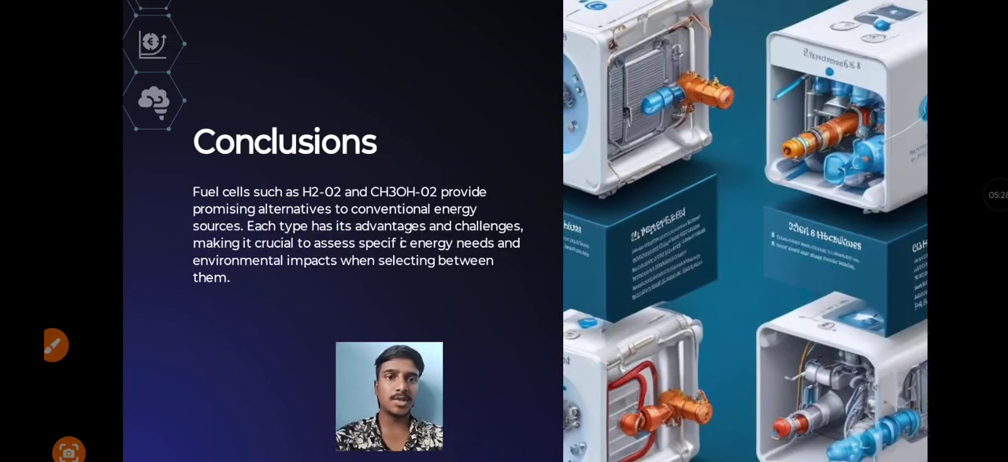Conclusion: fuel cells such as H2O2 and CH3OH-O2 are promising, high-performing alternatives to conventional energy sources.